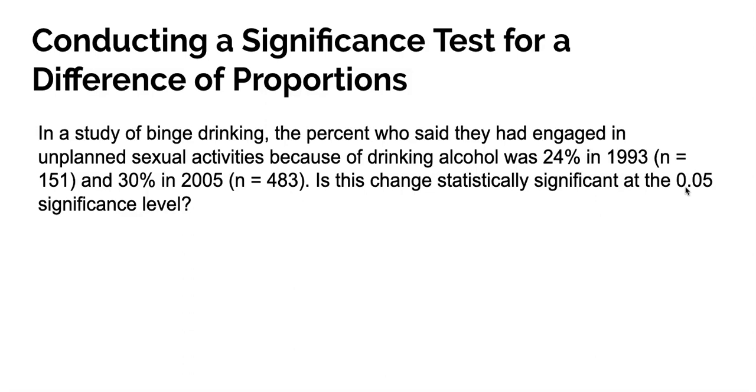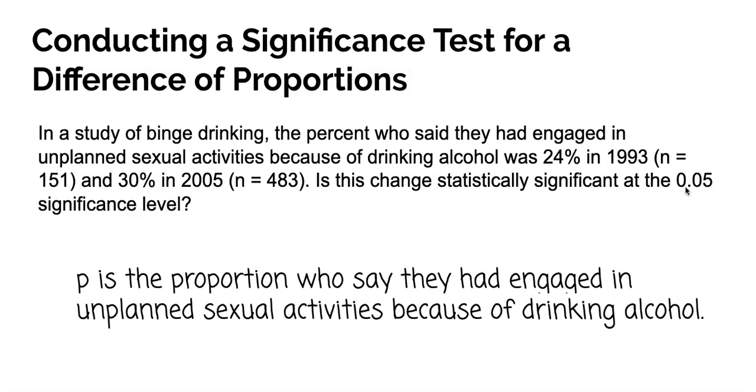So let's go ahead and do a hypothesis test. Let P be the proportion of students who say they had engaged in unplanned sexual activity because of drinking alcohol. So we define what P is. That's the proportion of people who engaged in this activity because they drank alcohol. Now we can write P1 and P2 then, right?